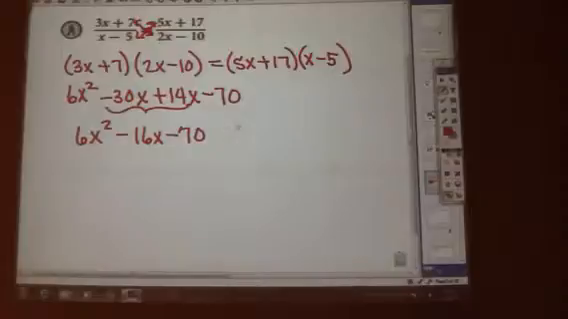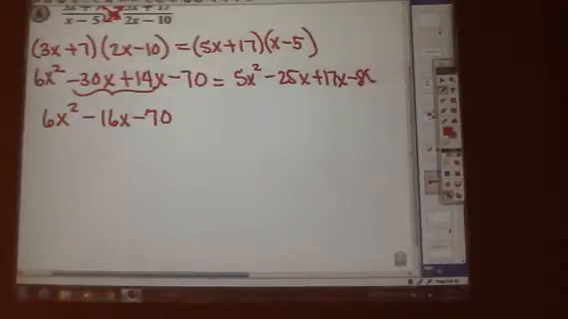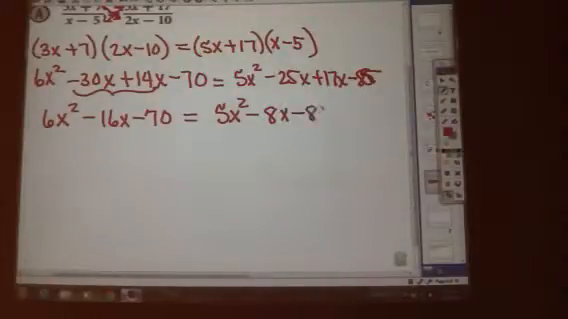On the right side of the equation, if I FOIL that, it would be 5x squared minus 25x plus 17x minus 85. Add like terms would be 5x squared minus 8x minus 85.